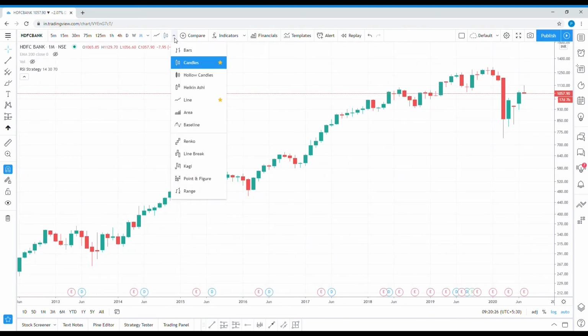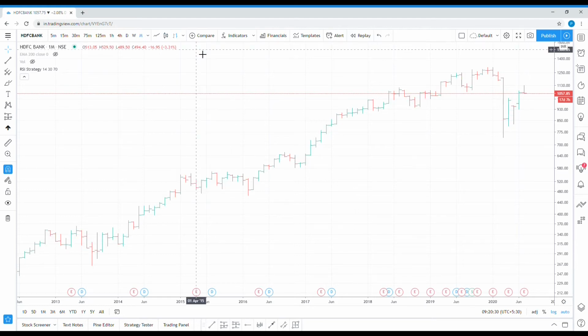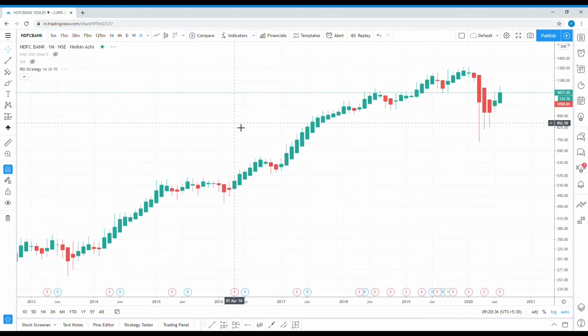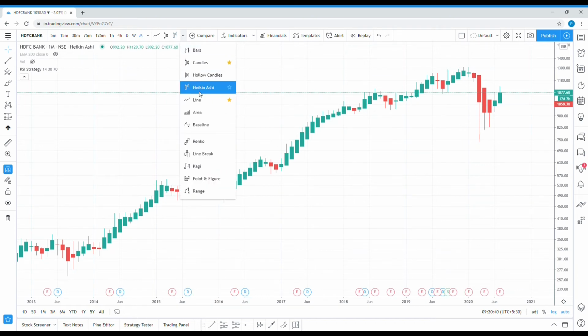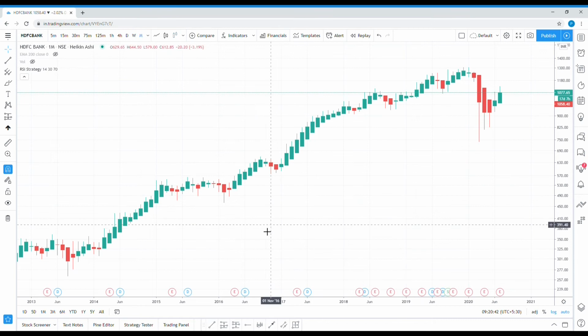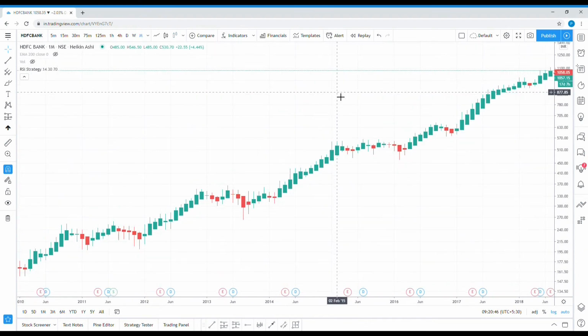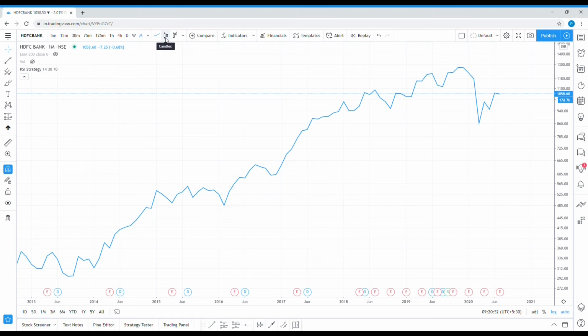Just like candlestick charts, we can go for bar charts, or we can go for the Heikin Ashi candlestick chart also. It is a kind of different chart, but the mostly used chart types are candlesticks and line chart.